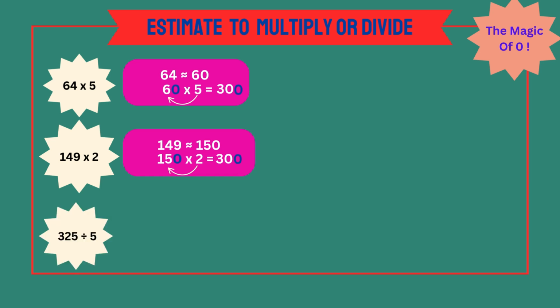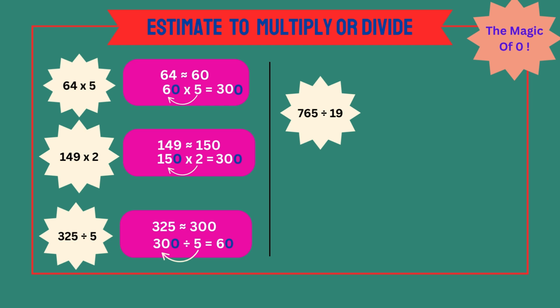Now, let's try division. 325 divided by 5. Rounding 325 to 300. We get 300 divided by 5. To make it easier, we divide 30 by 5 and then add the 0 at the end of the answer. 30 divided by 5 is 6. Adding 0 makes it 60. We can say 325 divided by 5 is approximately 60.